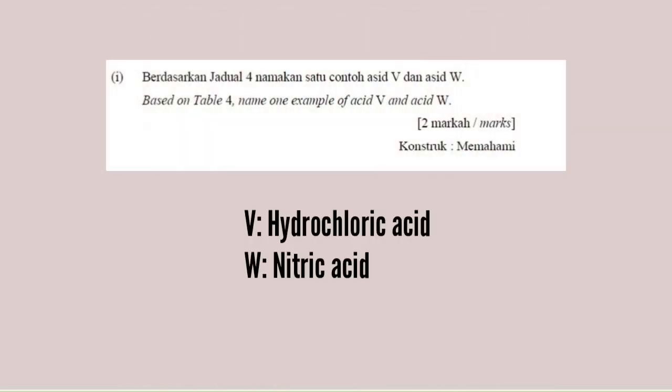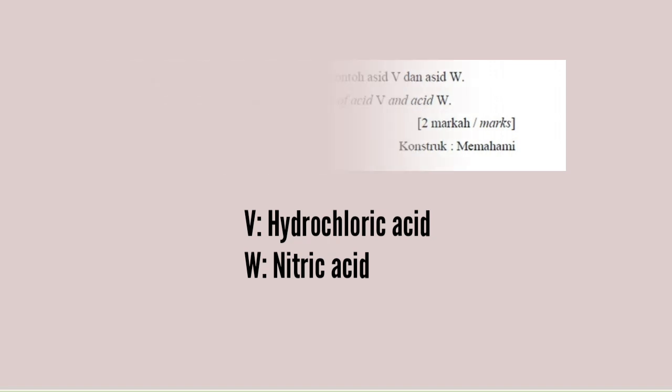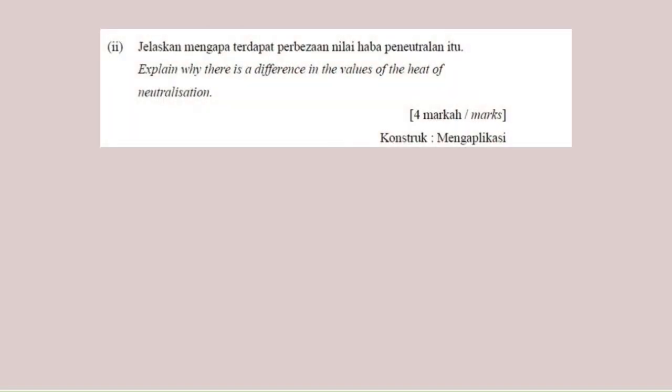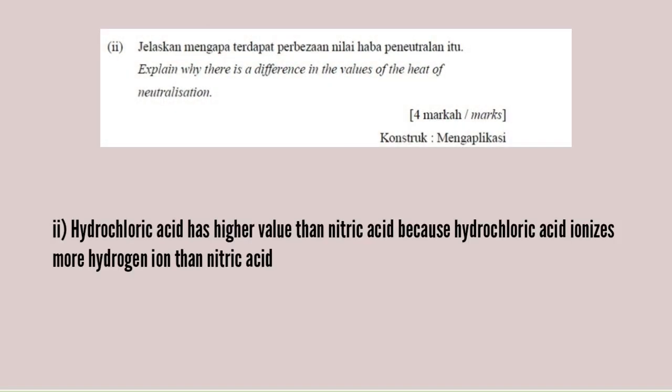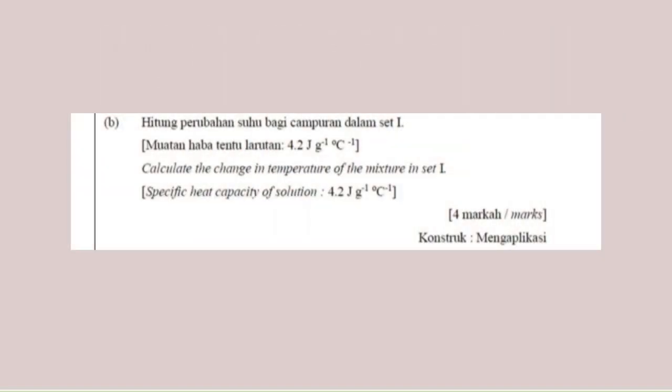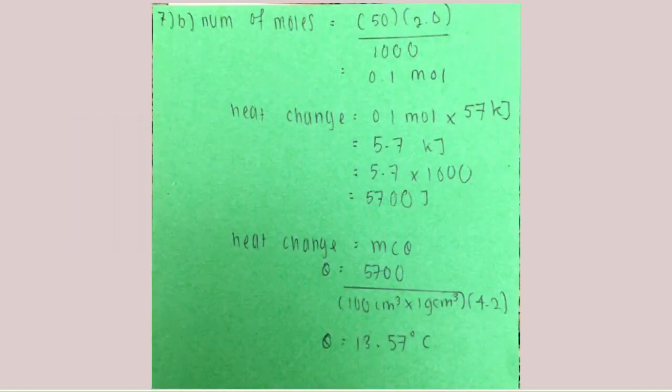For 7A1, V is hydrochloric acid and W is nitric acid. For 7A2, the difference is hydrochloric acid has higher value than nitric acid because hydrochloric acid ionizes more hydrogen ions than nitric acid. For question 7b, calculate the change in temperature of the mixture in set 1. It is given the specific heat capacity is 4.2 joule gram^-1 Celsius^-1.